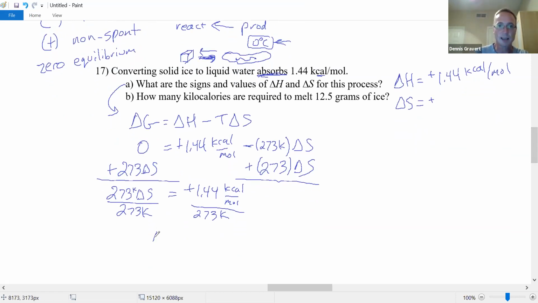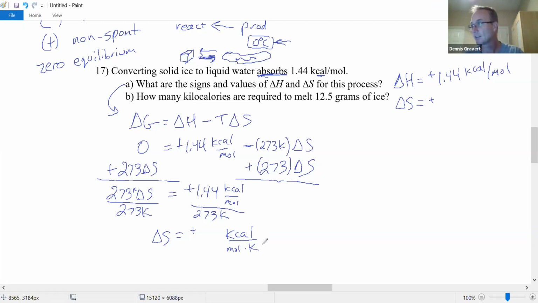And then delta S is automatically positive. Well, that's good because that's what we predicted for melting ice. The water is becoming more random. It should be a positive number. And then 144, ooh, that's in kilocalories, so keep the same units. Kilocalorie per mole times Kelvin.